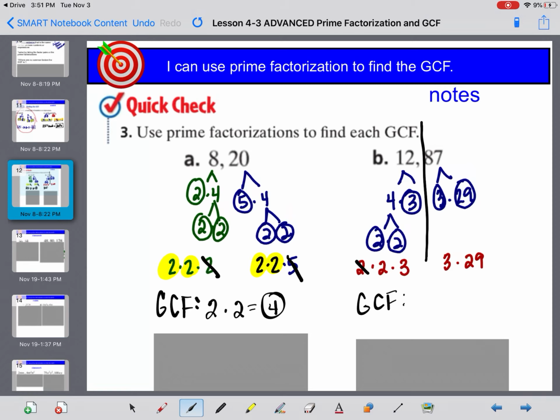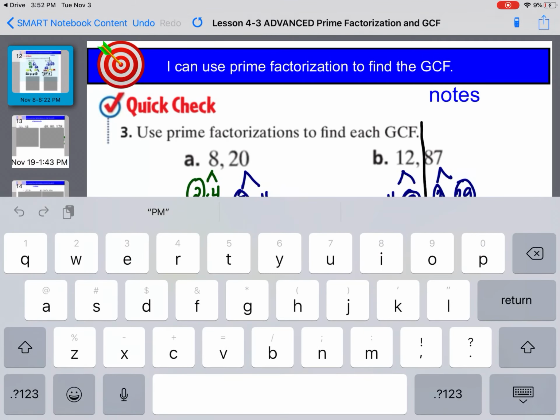I do not have a 2 in common. There's not another 2 in common. There is a 3 in common, so I'm going to write the 3 down. Notice I only wrote one 3. I just write down what's in common. And there isn't a 29 in common. So my greatest common factor is 3.